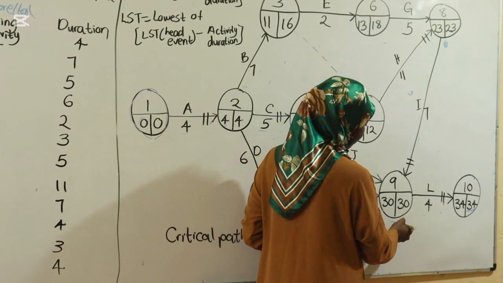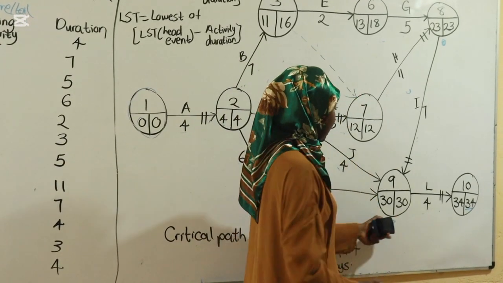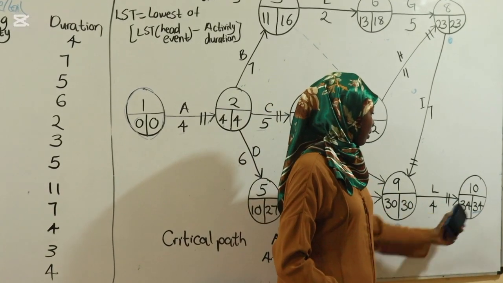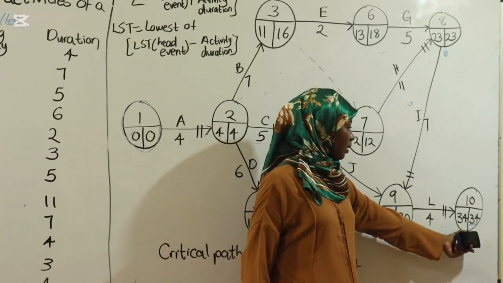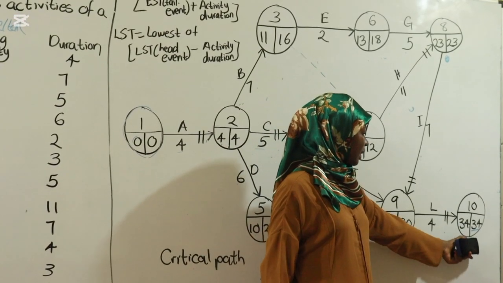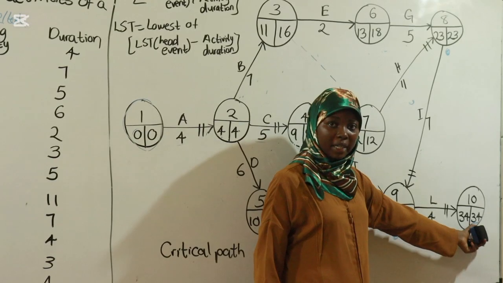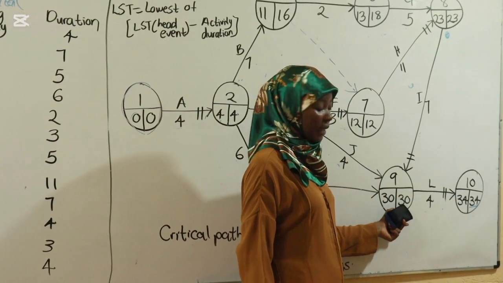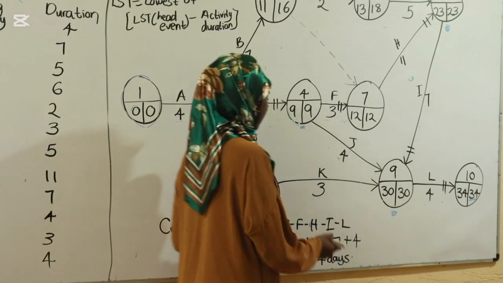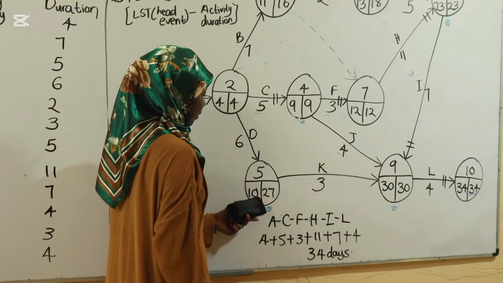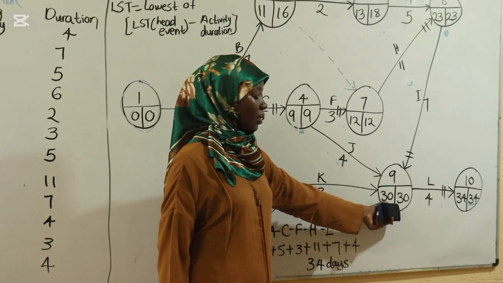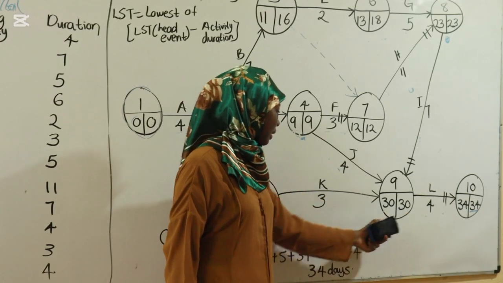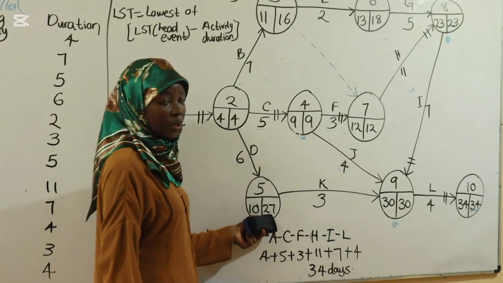So when you're standing here, which is the head event? We said head is whatever is in front. Head event is this. So we take LST of this event, it is 34, minus activity duration. 34 minus 4, you get 30. Okay? When you're standing here, your head event is this. Your LST for this head event is 30. So you take 30 minus 3, 27.